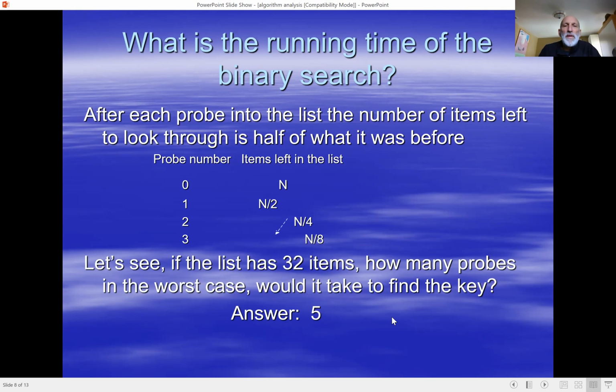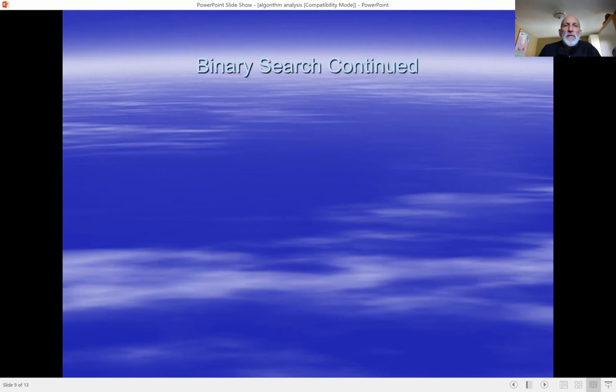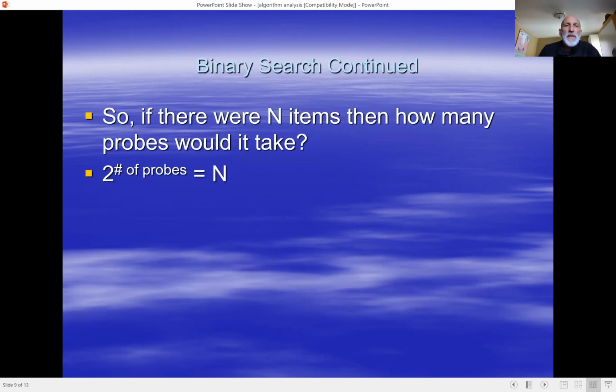So what's the formula in this particular case? The formula here basically is that 2 to the number of probes is equal to n, where the number of probes is the exponent. 2 to the number of probes power is equal to n. Well, with a little bit of pre-calculus, you can solve this equation for the number of probes. And that equation uses logarithms. Don't worry, this is not on your test.